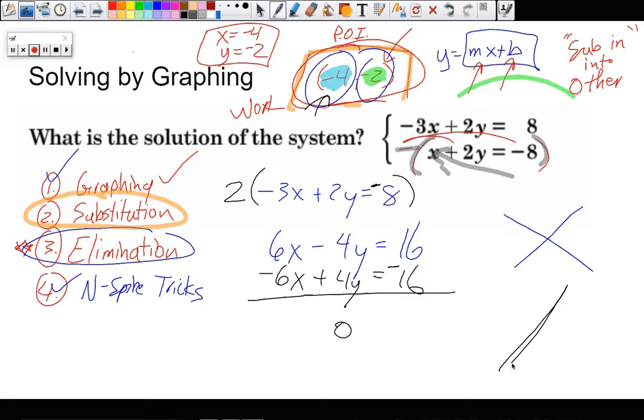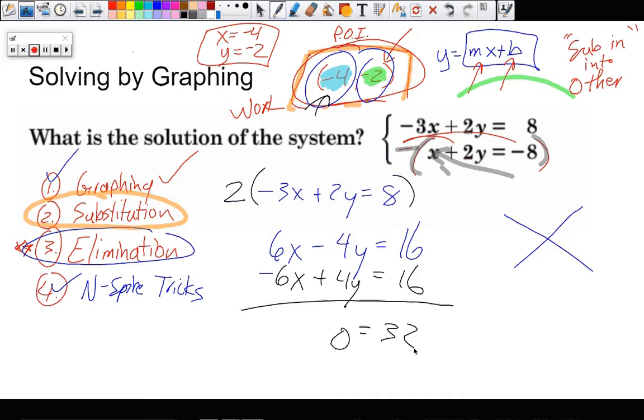But what if I didn't change that negative? What if I kept it like this so that when I added it, I got this answer? I still eliminated both variables, but is this true? No. So they're parallel lines with different y-intercepts, train tracks, if you will, that would never intersect, so there's no solution.